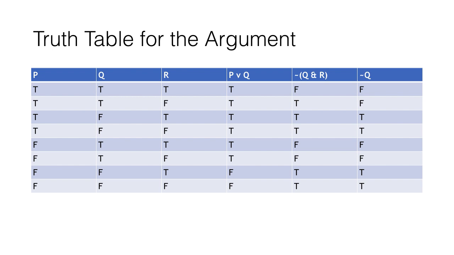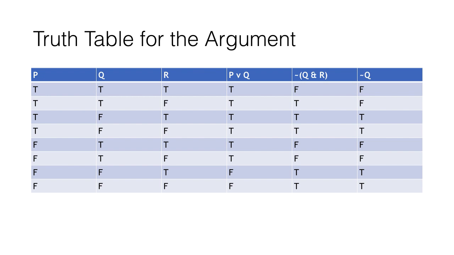First line, well, P or Q is true. Not Q and R is false because it says one of these, not both of them, and they're both true here, so this is false. Not Q is false, right? You can just keep going down the line here. You fill in with these, you've got the whole table.